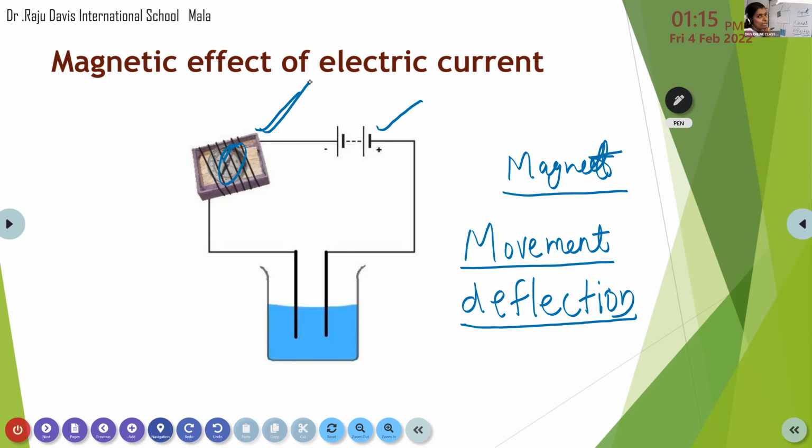Clear? If this liquid conducts electricity, then electricity passes through this circuit and we can see a deflection in this needle. That means there is a movement of the needle. For example, if you take distilled water, just imagine this beaker contains distilled water.